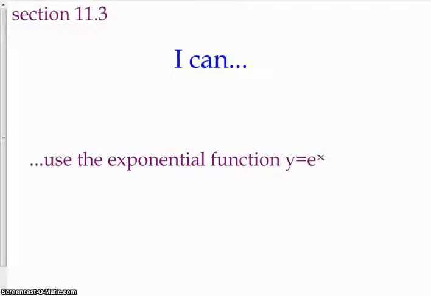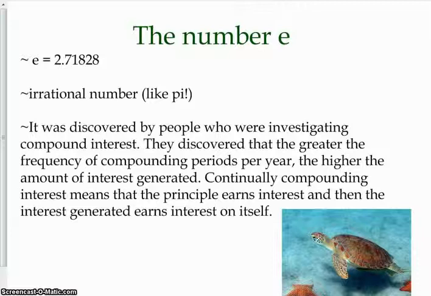Alright, so by the end of this video, we're hoping that you're more familiar with how to use this exponential function of e. The number e can be rounded to about 2.71828 and actually goes on and on forever, a lot like pi. It's an irrational number.